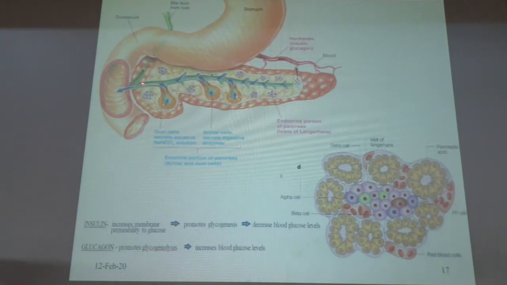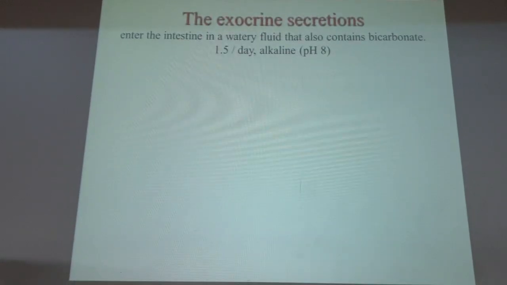This is how they join each other, and this is the ampulla of Vater, controlled by the sphincter of Oddi, which opens into the intestine. The secretion is about 1.5 liters, and it's alkaline just like the gallbladder secretion.